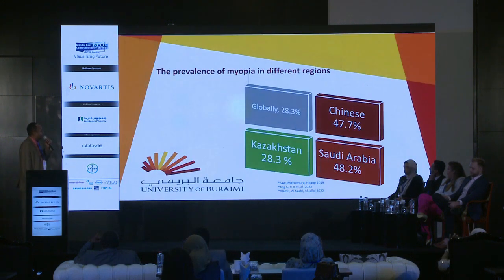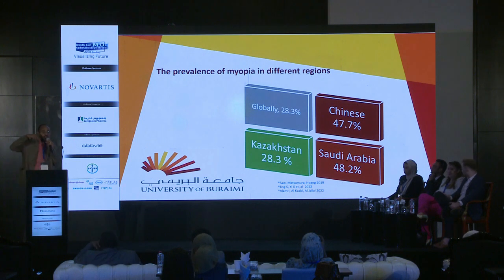If we look at these four studies, globally you can find myopia is 28.3% in the last estimation. And if we look at China and Saudi Arabia in the latest studies, you can find the number near 50%. And the expectation is for myopia to be 50% in 2050, but now in some studies, China and Saudi Arabia are near 50%. In Kazakhstan, it is around the worldwide estimation.